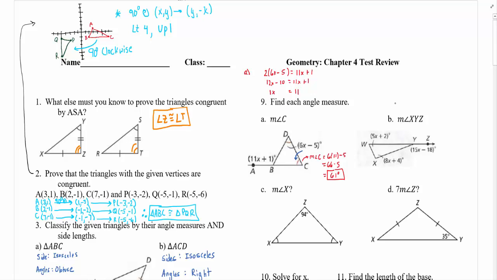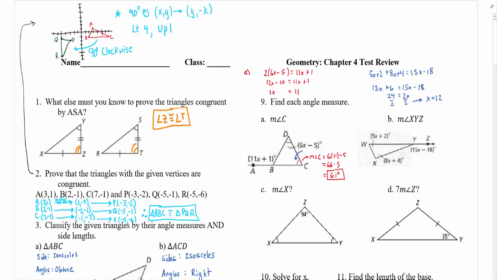For B, we have two angles that are different now, so I'm going to do the same thing. 5x plus 2 plus 8x plus 4 equals my exterior angle, 15x minus 18. So here we add these two up, we get 13x. 2 plus 4 is 6 equals 15x minus 18. I'm going to move the 13x to the other side by subtracting it, so that's 2x. I'm going to add 18 to both sides, so that's going to be 24. Therefore, if you divide by 2, you get x equals 12.